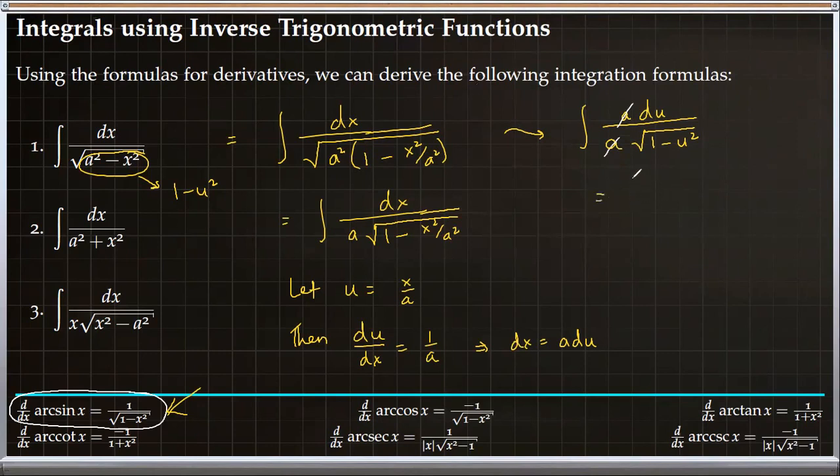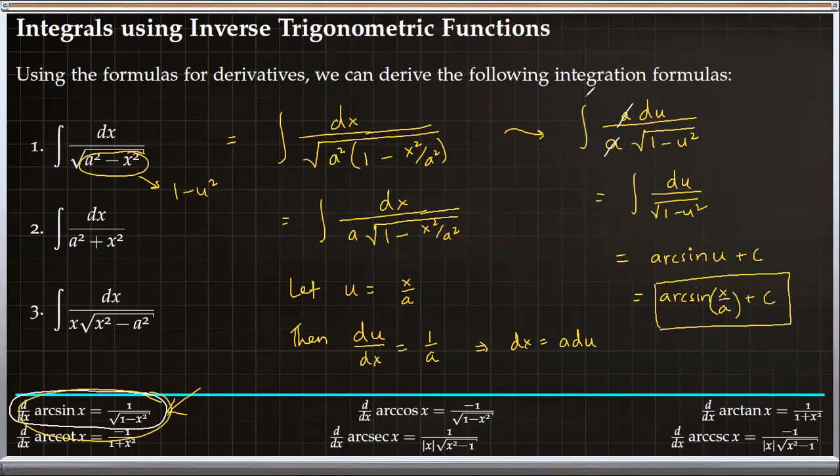So we are left with the integral of du over the square root of 1 minus u squared, but that is simply the formula we have over here. So therefore, this must be arc sine u plus constant, but u is x over a. So this becomes arc sine x over a plus constant.